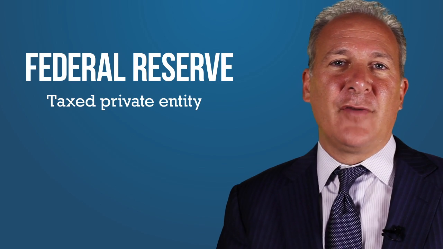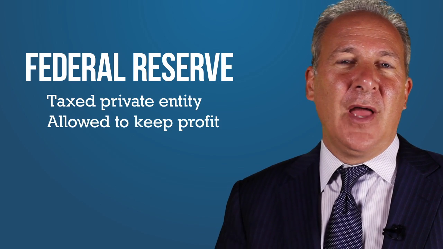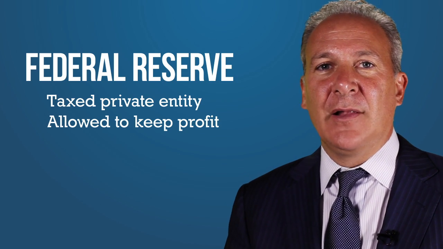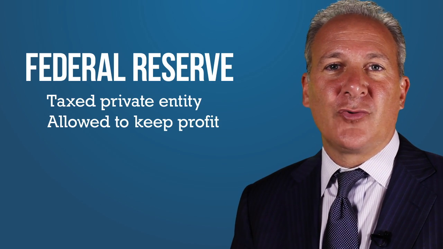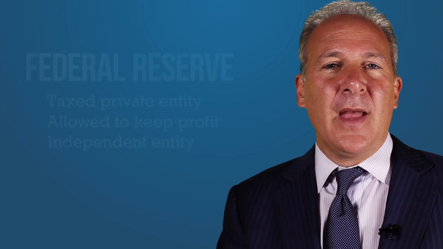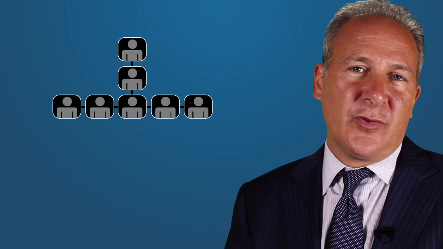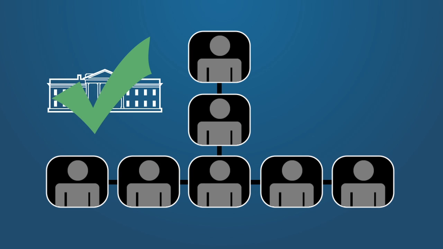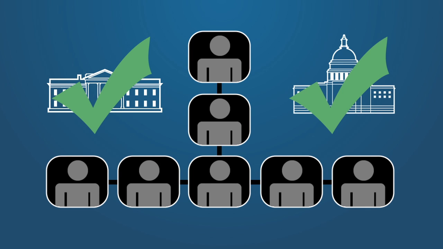It is not an arm of the federal government. It is actually taxed. The federal government levies a tax on the Federal Reserve. It's allowed to keep a certain amount of profits every year, and then 100% of the profits beyond that level are paid as a tax to the Treasury, but it is an independent private entity. Although the Board of Governors, the chairman of the Federal Reserve, is appointed by the President of the United States, and they're confirmed, it is not part of the federal government.